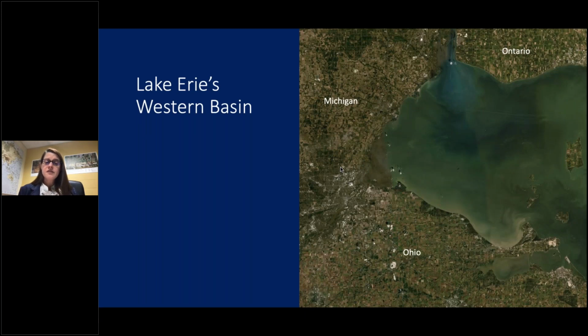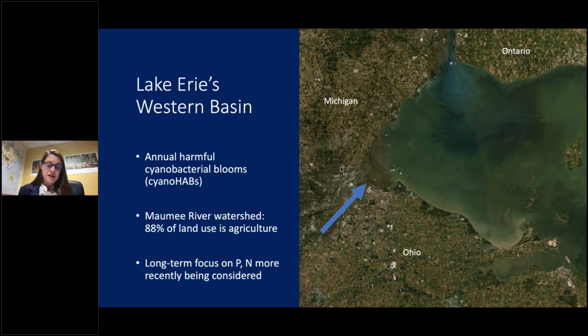So Daniel's study focused exactly on the western basin of Lake Erie, which we all know experiences harmful algal blooms. We know that the Maumee River watershed is 88% ag use, so there's a lot of fertilizer and manure that gets added, and we know that in the general study of Lake Erie and nutrients in the last 20 years, there's been a lot of focus on phosphorus because of the tight correlation between SRP load and biomass. But we also know that nitrogen's been considered more recently, and it's not that it was ever not considered at all, but given the lack of strong correlation between, say, nitrate and biomass, it sort of got a little bit ignored.